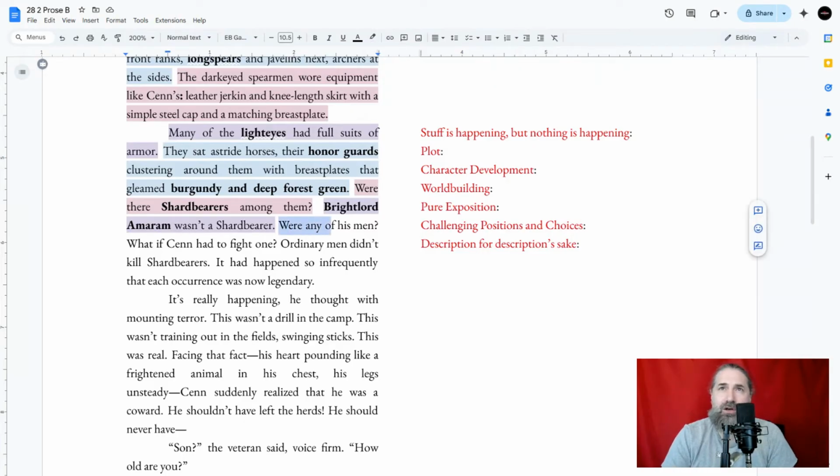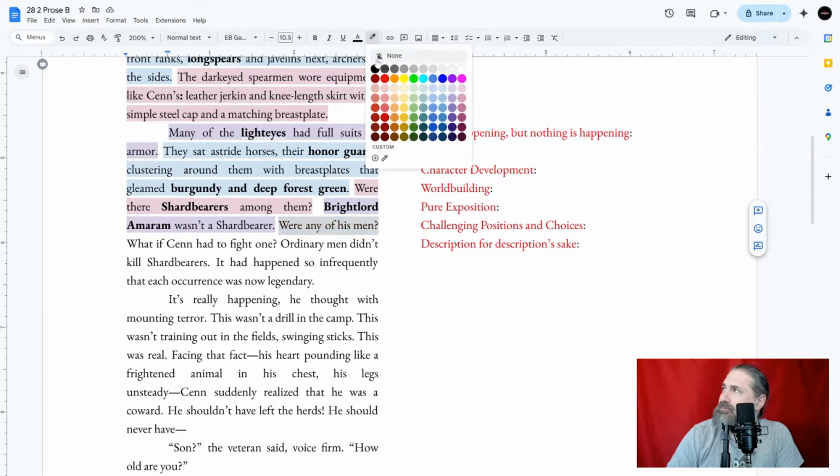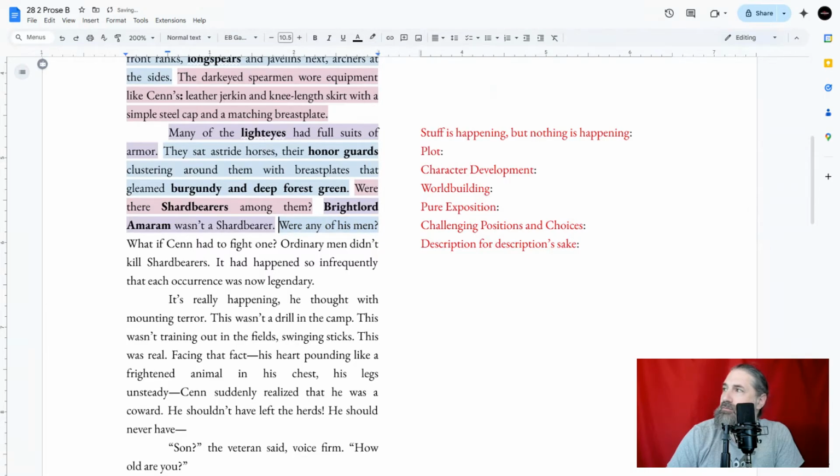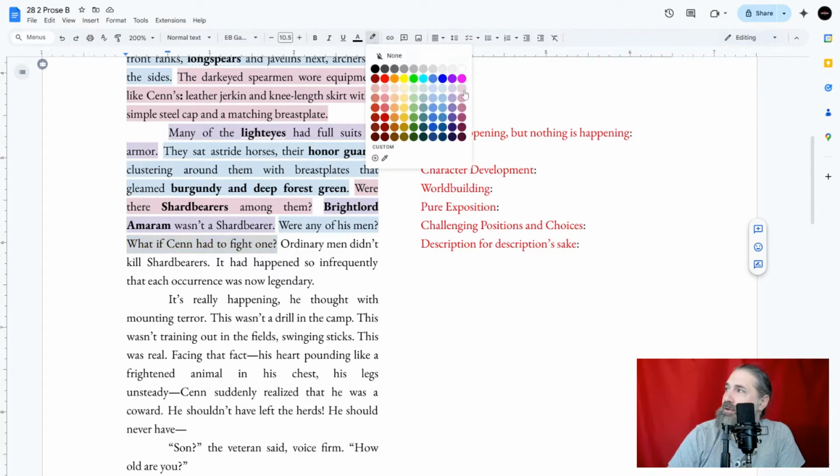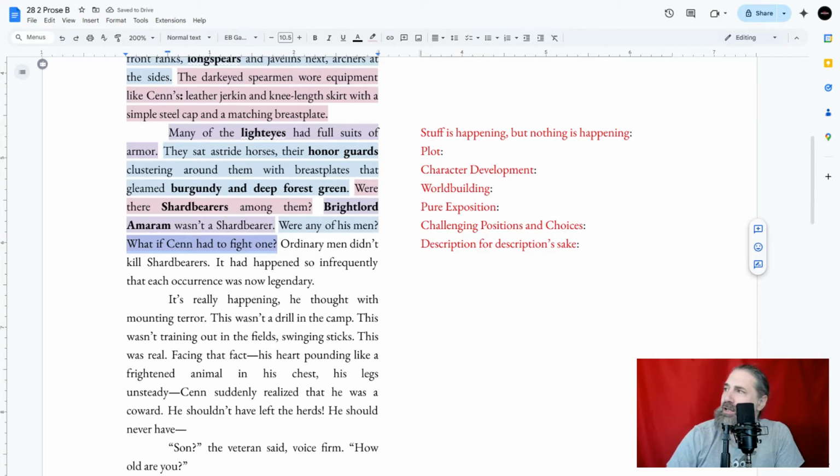Because even this: were any of his men? This is not world building, but this is plot and character. What if Sen had to fight one? Okay, now he's concerned about something, so we're building a position. We're creating his concern. So that's character development. It's also plot now.